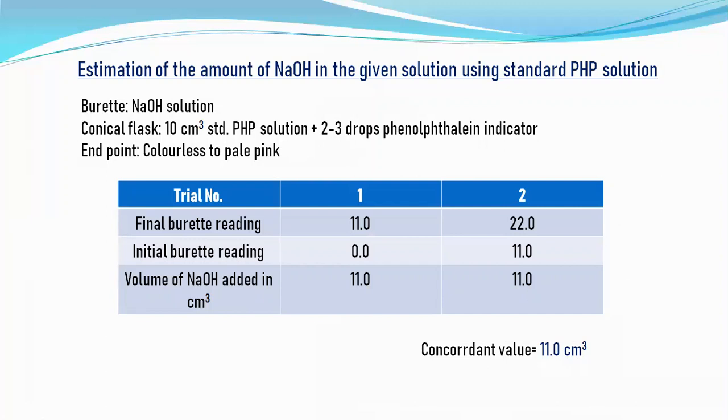So this is the end point of the reaction. The end point of this titration is colorless to pale pink. From acid to basic medium, it is getting converted. So here in trial number 1 and 2, as I have demonstrated in the experiment, I have got the burette reading 11.0.